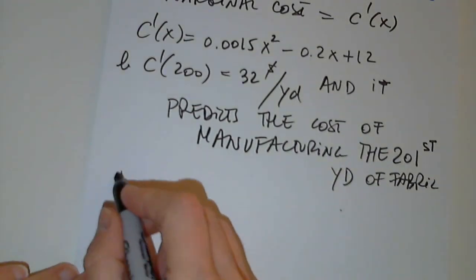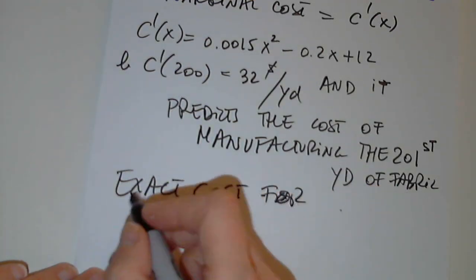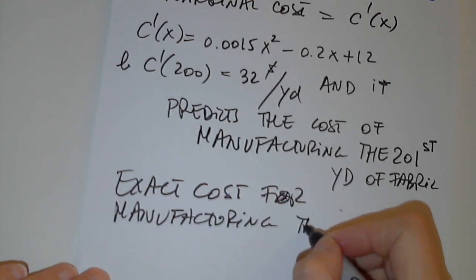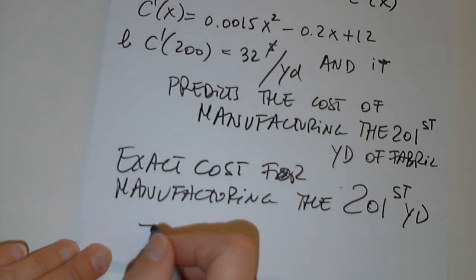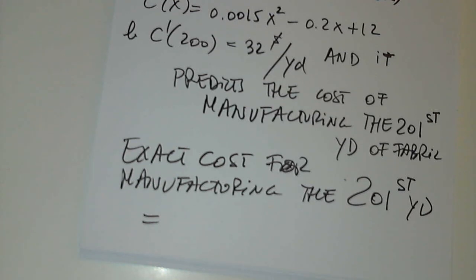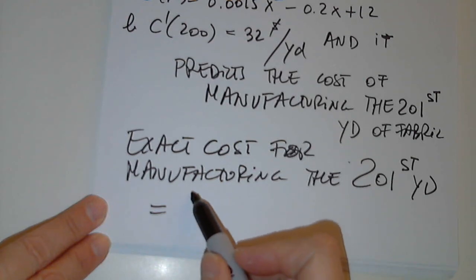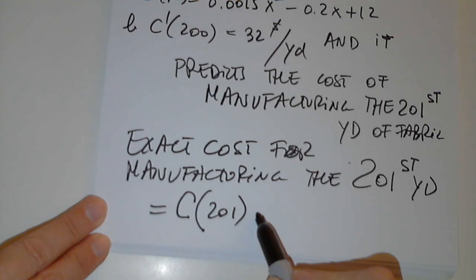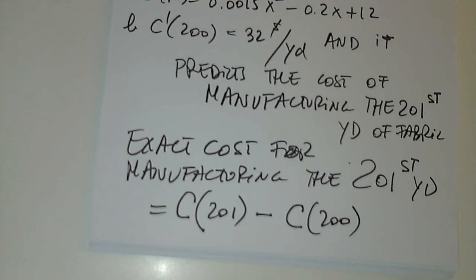So the exact cost for manufacturing the 201st yard, again, who can tell us again how to write this? The cost of 201 minus the cost of 200, exactly. And let's see how close we get to 32. Back to our calculator.